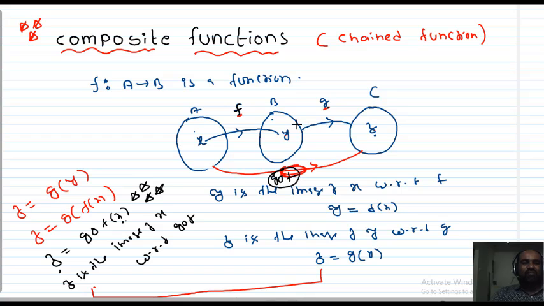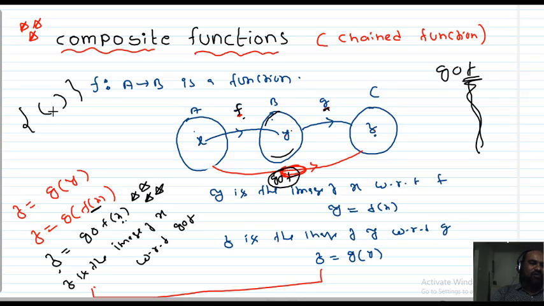So g circle f exists means the range of the f function should be a part of the domain of the g function. Should is important. When g circle f exists, f first, see here in the bracket, f. But you know how to open brackets, no? In mathematics, you open the small bracket first, before the bigger bracket, like that after a square bracket.